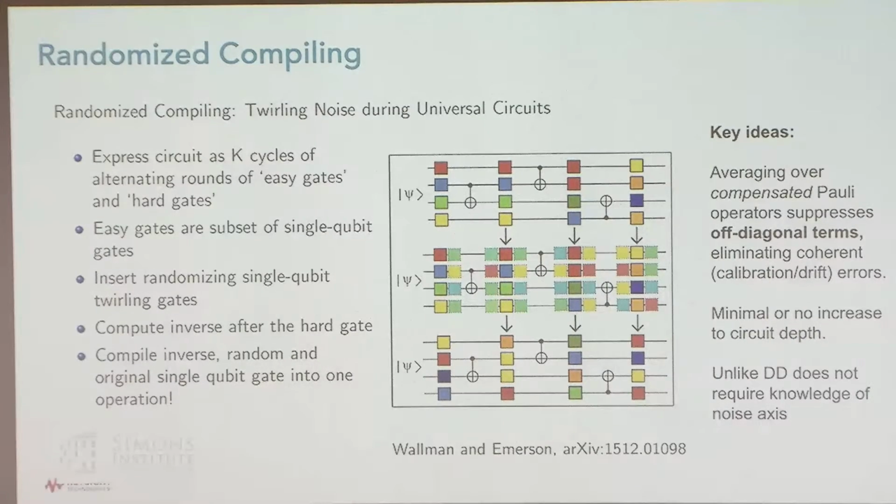If you have C-NOT ladders, for example, you have to insert single qubit gates between the different C-NOTs in the ladder. So that does add some depth to the circuit. But in many cases, that's not the case anyways. And unlike dynamical decoupling techniques, this does not require knowledge of what axis the noise is happening on.